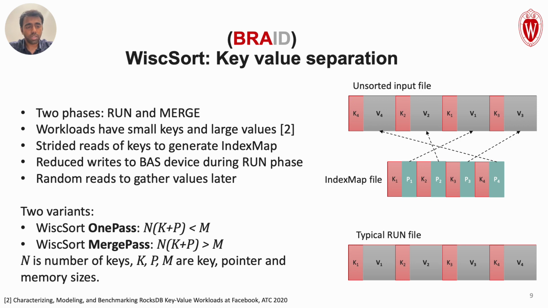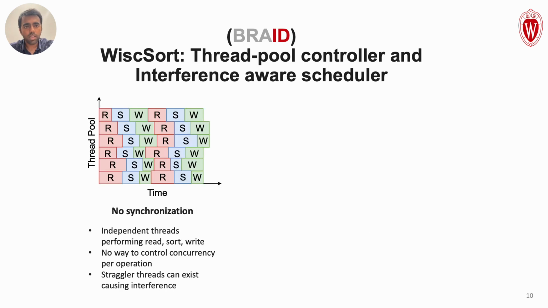There are 2 variants of this. One is the WizSort one pass, where the keys and the pointers completely fit in memory. The second one is the WizSort merge pass, where the keys and the pointers do not fit in the memory and we have to do a merge stage. While the key value separation allowed us to take advantage of the byte addressability, random read bandwidth, and the asymmetry of the device, we still need mechanisms that will allow us to be interference aware and device constraint concurrent.